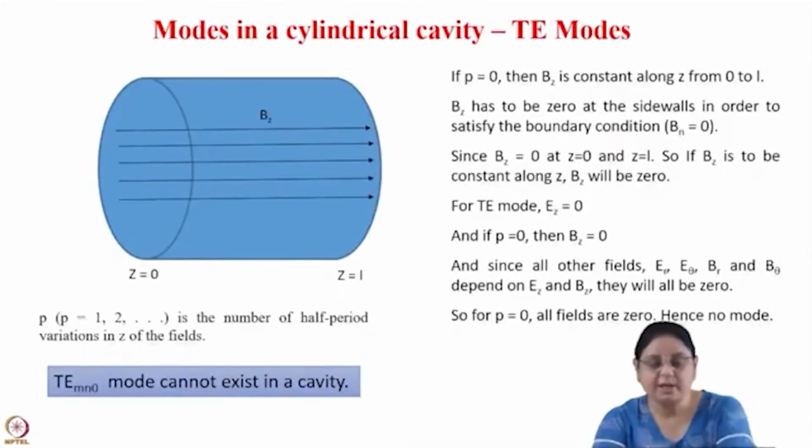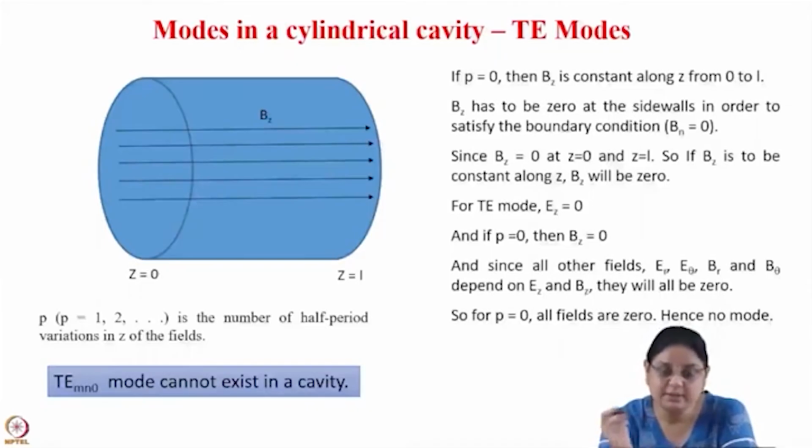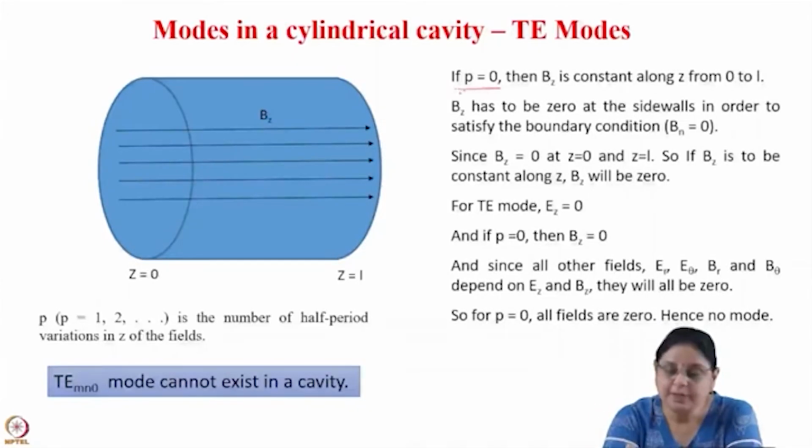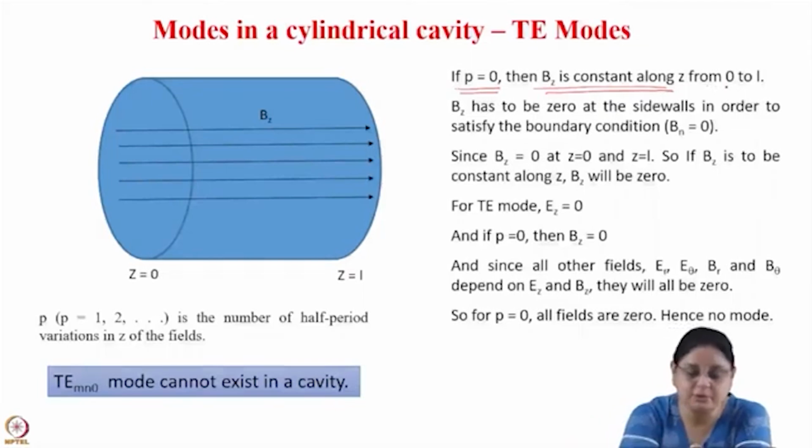So we have seen that a TE210 mode cannot exist in the cavity, because if P is equal to 0, then Bz is constant along Z from 0 to L. So let's say we have a cavity here of length L. A TE mode means we have a Bz field like this, and P is equal to 0, so Bz is constant.